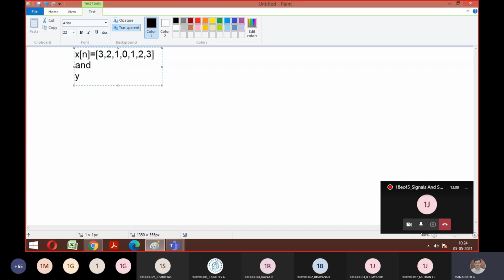For the y of n sequence, make a note: we have four minus 1s here, followed by 0, followed by four ones. So minus 1 four times, then 0, then again plus 1 four times. Visible, guys? This is the question, x of n and y of n.